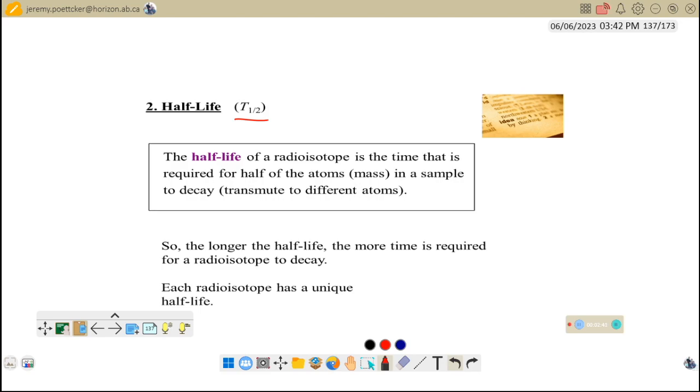Half-life. So we use the symbol T1/2 to refer to half-life, and it's defined as the time that's required for half of the atoms in the sample, half the mass, to decay or to transmute to different atoms. The longer the half-life, the more time required for it to decay. And each radioisotope has a unique half-life.